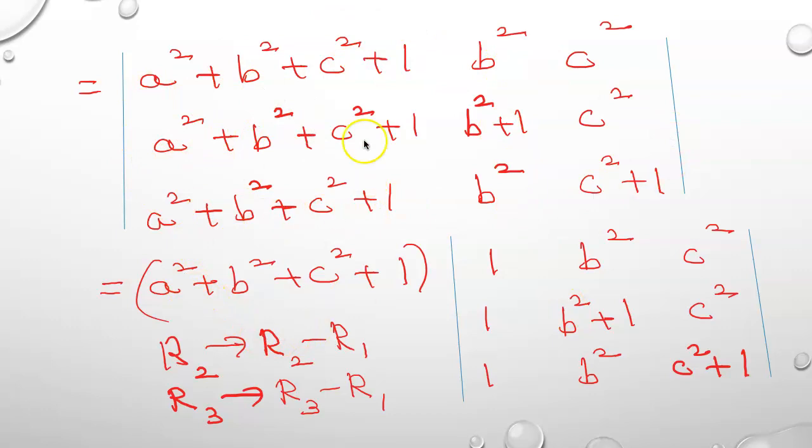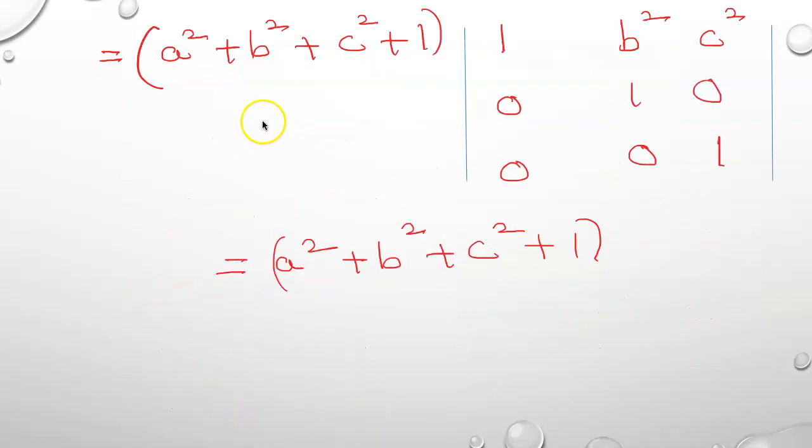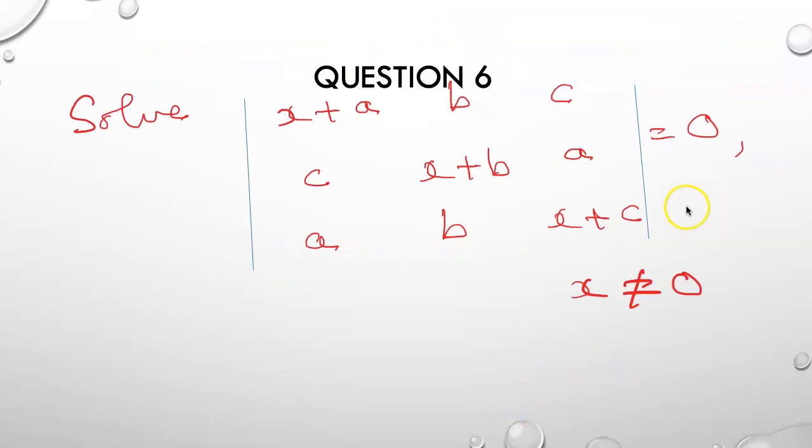You can take out a squared plus b squared plus c squared plus 1. And what will be left in the first column? 1, 1, 1. The second and third column remain unchanged. Now to get two zeros, you can do r2 minus r1, r3 minus r1. Basically, we try to get at least two zeros before we expand. So you get a squared plus b squared plus c squared plus 1 times this determinant. And when you expand it, you just get a squared plus b squared plus c squared plus 1, which is your RHS.